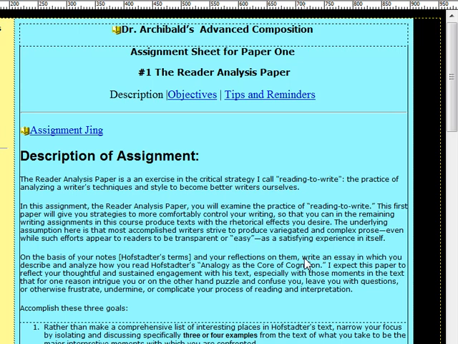In order to prepare you to write these essays, we will start by analyzing Hofstadter's essay and do a reader analysis of this essay. This is not a critical analysis where you talk about the ideas, but a reader's analysis where you talk about how you read the essay. So in this assignment, you will examine the practice of reading to write. This first paper will give you strategies to more comfortably control your writing so that you can, in the remaining writing assignments in this course, produce texts with rhetorical effects you desire.